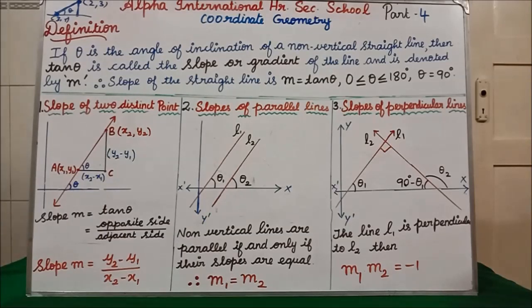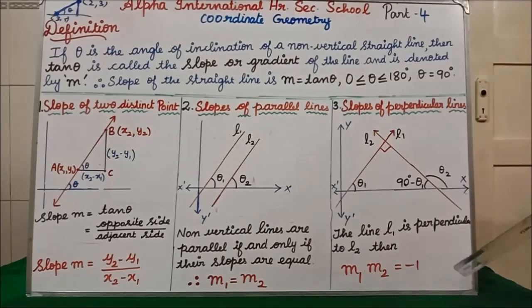Clear? The last formula is the slopes of perpendicular lines. If you see this diagram, see, where this line L1 and L2 are perpendicular here, isn't it? So if the line L1 is perpendicular to L2, then m1 into m2 equal to -1. Clear? Both are formulas. If the lines are parallel, m1 equal to m2. If perpendicular, m1 into m2 equal to -1. When you are solving problems, you will be very clear. But these are the formulas.